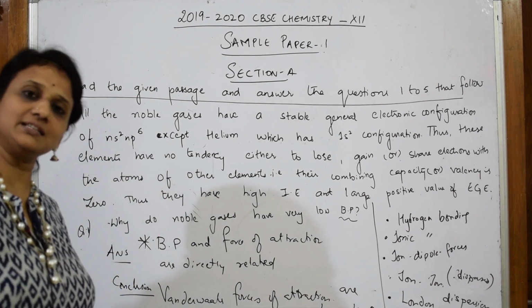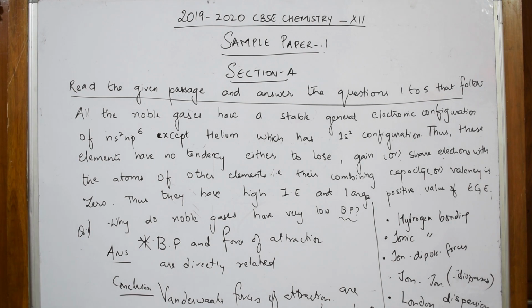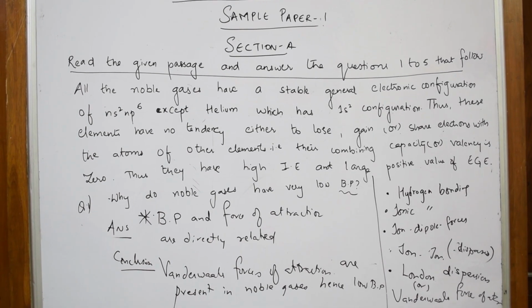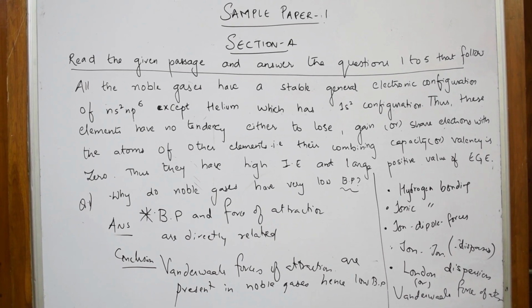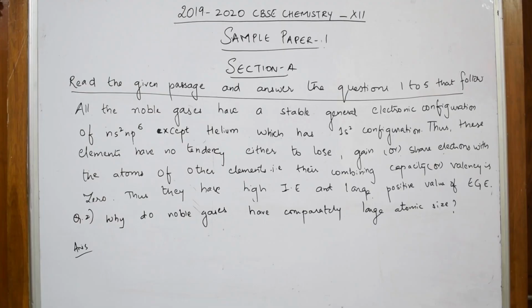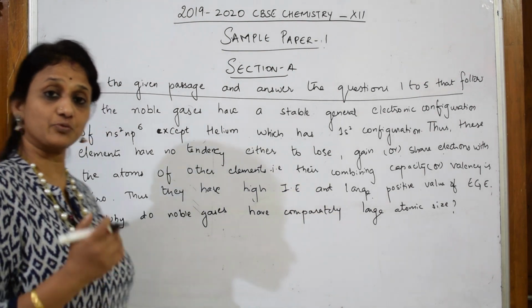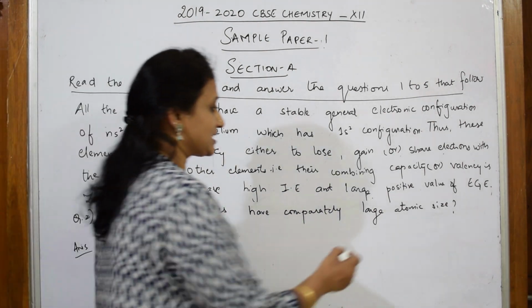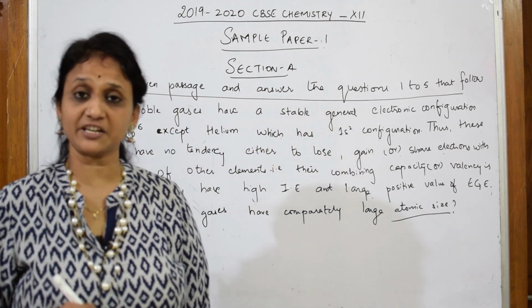Let's come back and see the second question. Right. Now let's see the next question. What did they ask us? Why do noble gases have comparatively large atomic size? So boiling point is over. The next factor, atomic size.